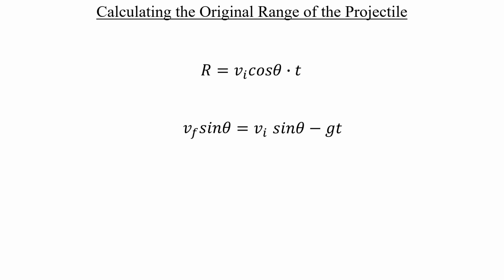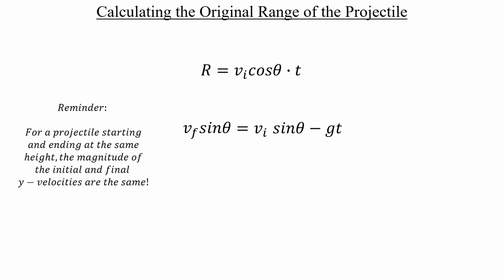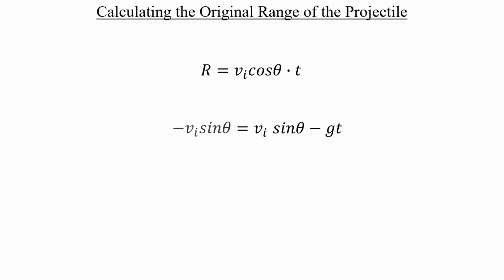There's a very important thing to remember in this kind of a situation that I'd like to remind us of. Whenever you have a projectile that ends at the same height that it was launched from, the initial and the final velocities in the y direction have the same magnitude. So this means that under these conditions, the final y velocity, which is v final sine theta, found here on the left, can be rewritten as v initial sine theta, but negative.